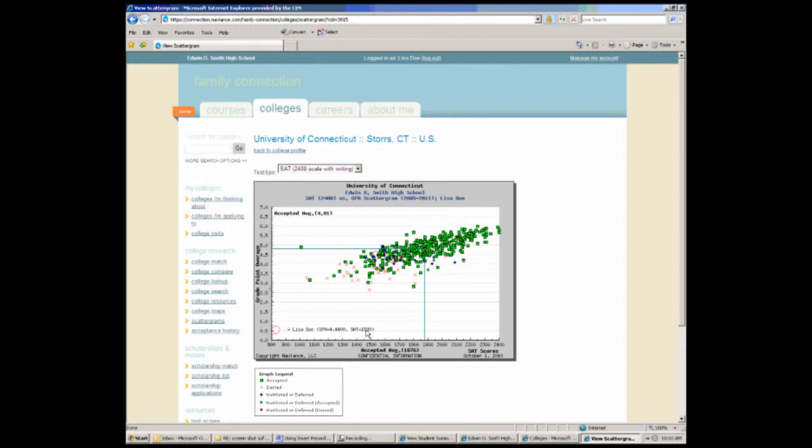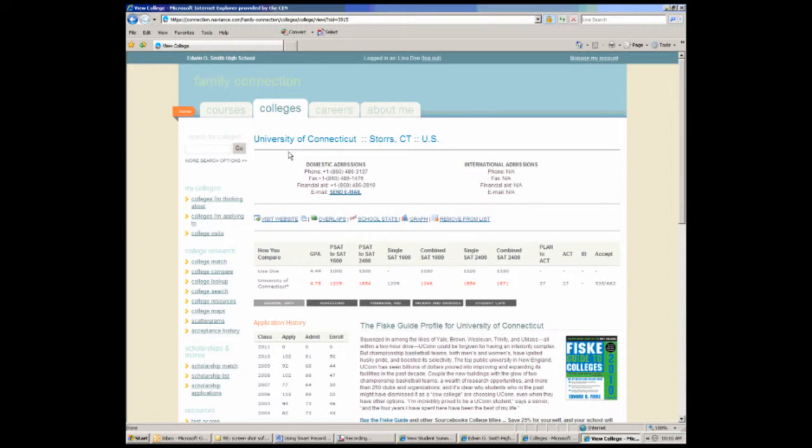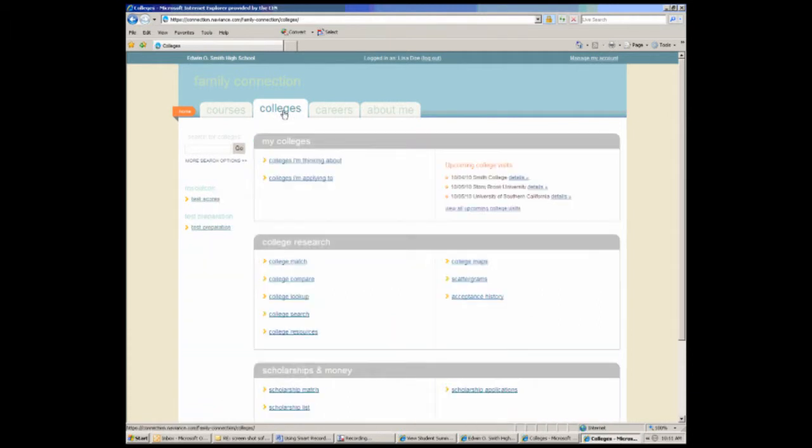The average SAT is higher than the SAT of Lisa's, which is 1530. The accepted average is 1876. So you'll see that that little red circle in there is where Lisa falls on this scattergram, and the green dots are those dots representing students who were accepted. The X's are those students who were denied. Specific, again, to E.O. Smith High School.